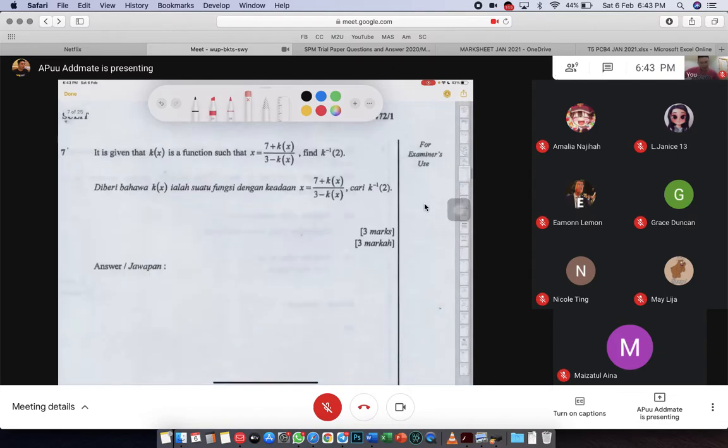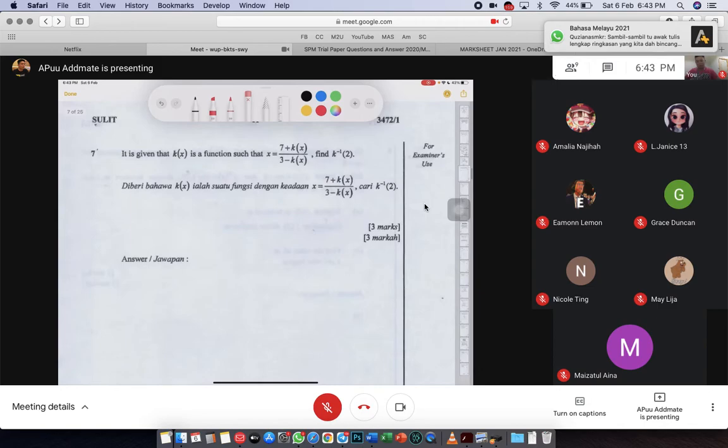Right, next question number 7. Let's look at question number 7. It is given that k(x) is a function such that k(x) equals 7 plus x over 3 minus x, and you have to find k inverse, meaning the inverse function. Then you substitute the value 2 into your inverse function. So first of all, how do we find the inverse for k?